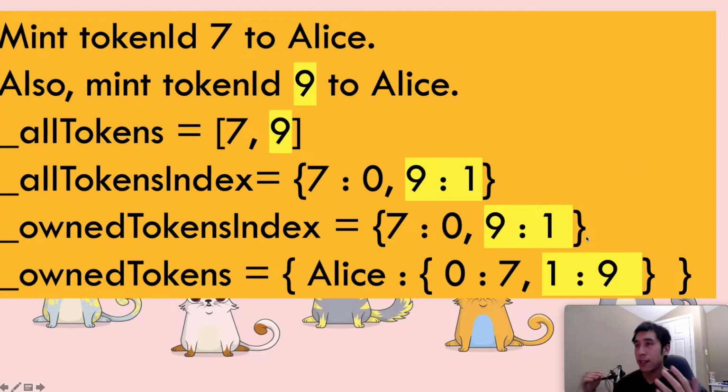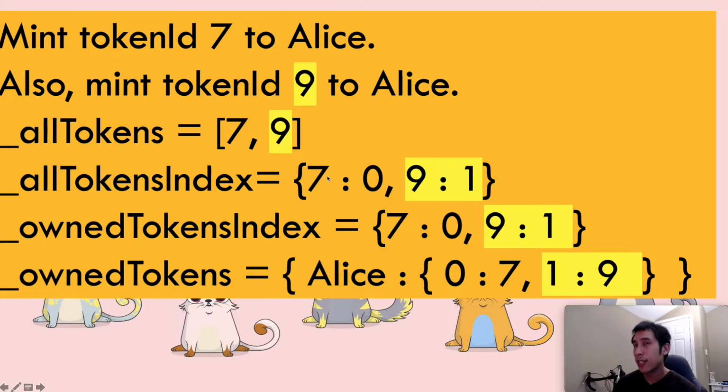Now let's walk through another example that builds on top of that to make it more clear. So let's say after minting token ID 7, we are also going to mint token ID 9 to Alice. So now we've added another token ID 9 to the all tokens list. This means all the token IDs that exist in our contract are currently 7 and 9. Now when we update the all tokens index, we are saying that for token ID 9, its index is 1. That's because in the all tokens list, the index of 1 points to token ID 9.